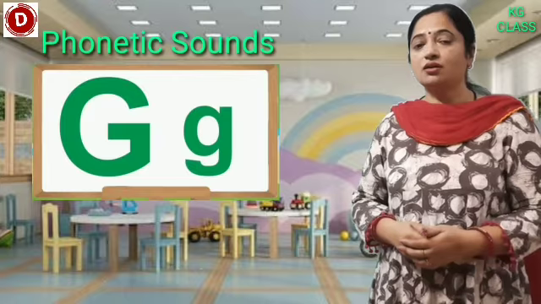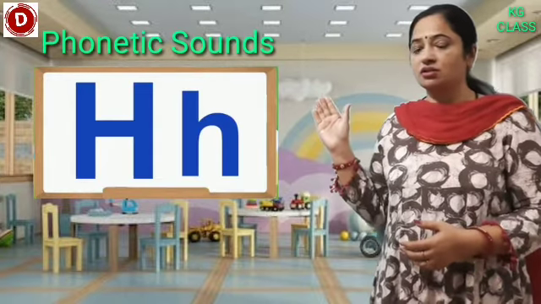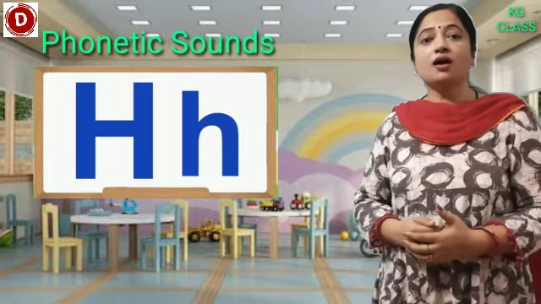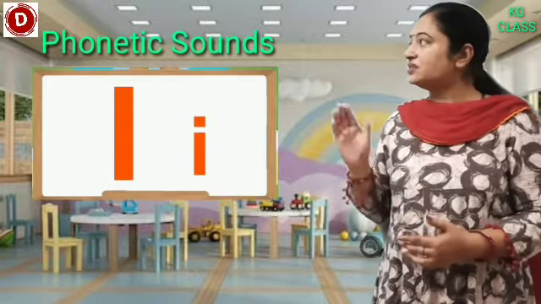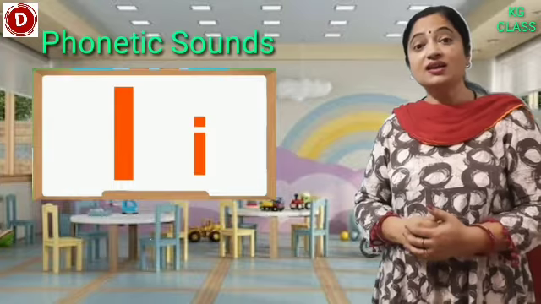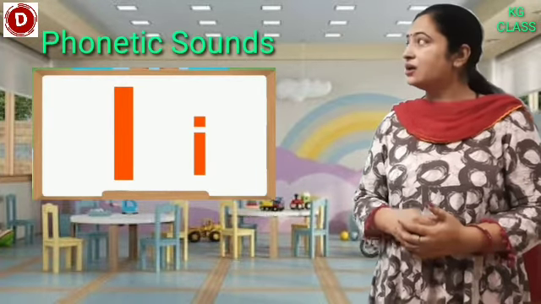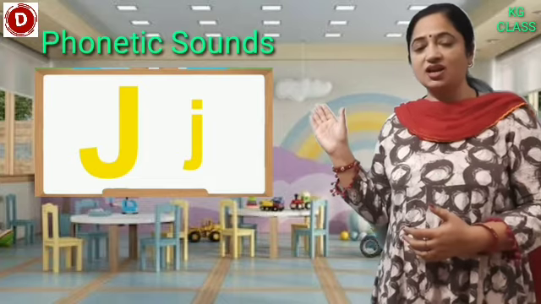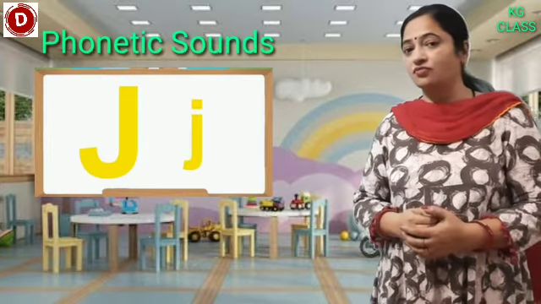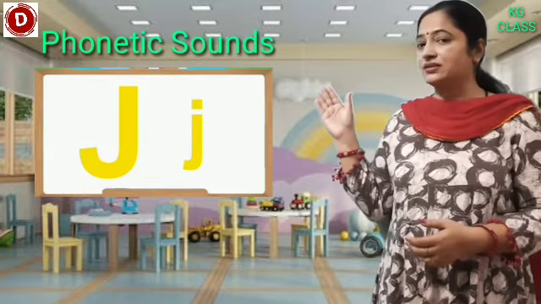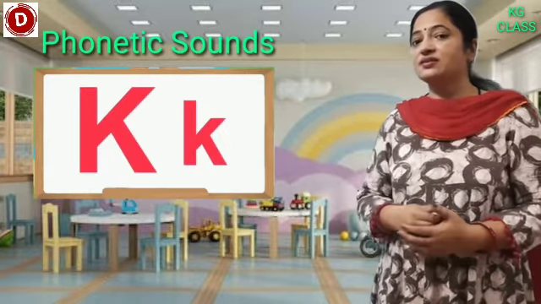After G comes H. The sound of H is H. H says H. After H comes I. I says E. The sound of I is E. After I comes J. J says J. The sound of J is J. After J comes the next letter. It is K. K says K.